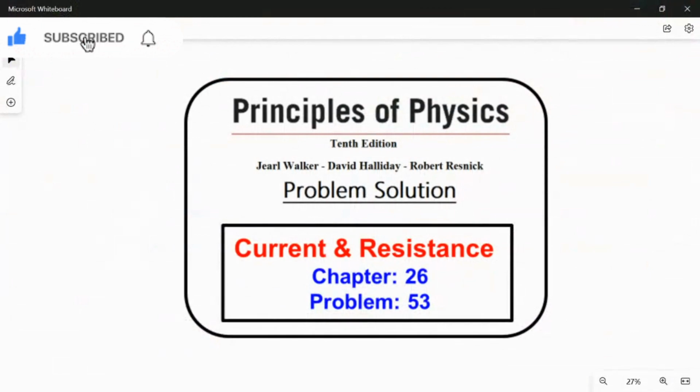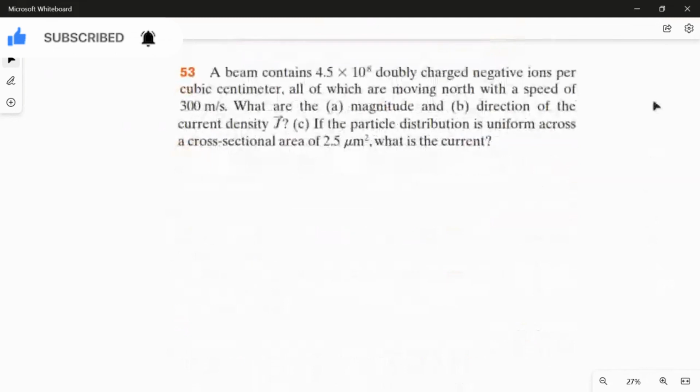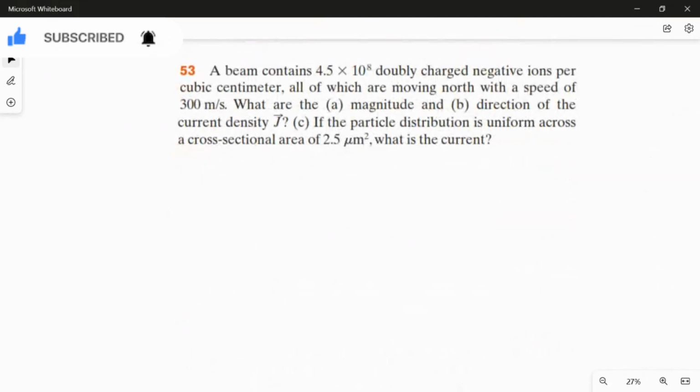Problem 53 from chapter 26. A beam contains 4.5 × 10^8 doubly charged negative ions per cubic centimeter, all of which are moving north with a speed of 300 meters per second.